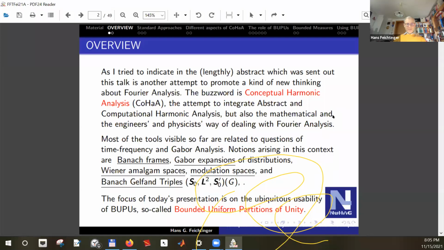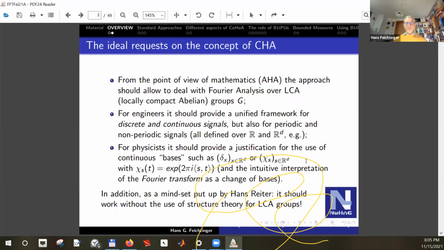Okay, so today, as I said, I would like to concentrate on the partition of unity.